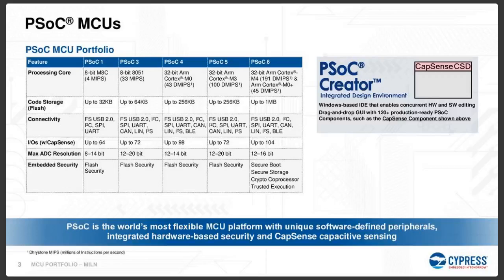All the PSoCs have on-chip flash, so there's no serial EEPROM or anything like that that's required. All of these parts also have on-chip clocks, both on-chip low-speed clocks and on-chip high-speed clocks. Most of these parts have what we call CapSense, capacitive touch sensing. So you're doing something like a finger touch or slider or even liquid level detection. We can do that with these PSoCs.